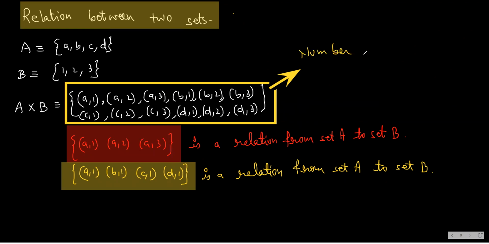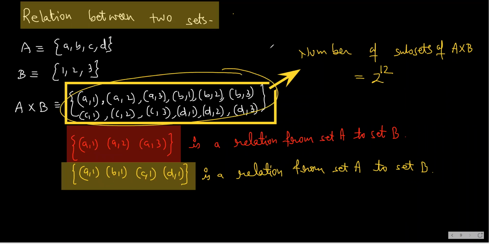Number of subsets of A cross B equals 2 raised to the number of elements it has. How many elements does it have? 12. So 2 raised to 12. You will have these many subsets of A cross B.